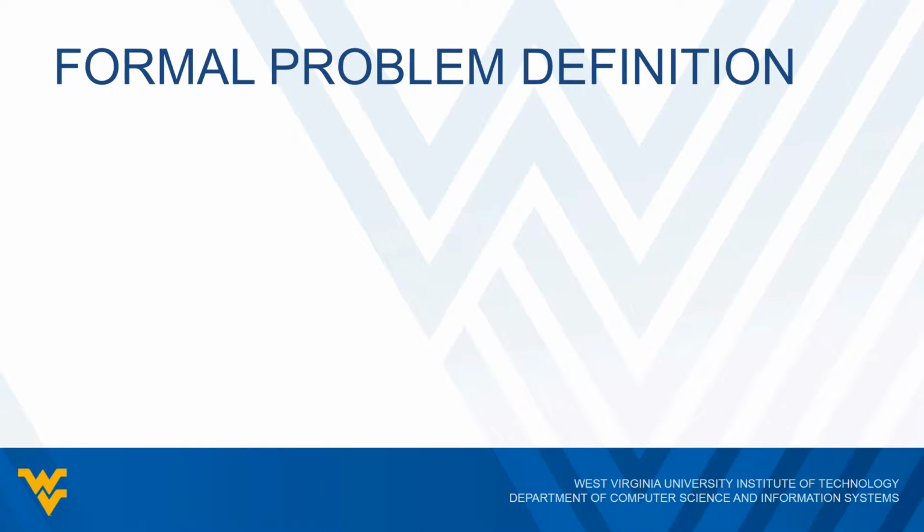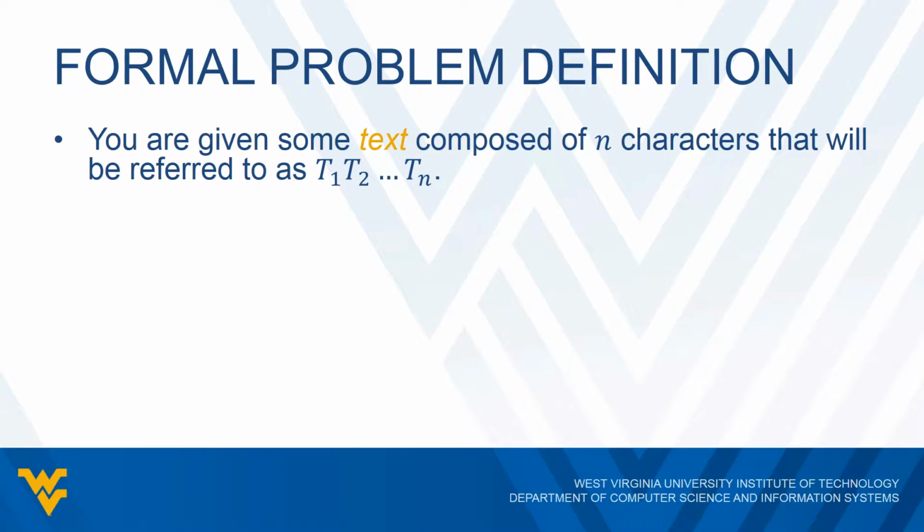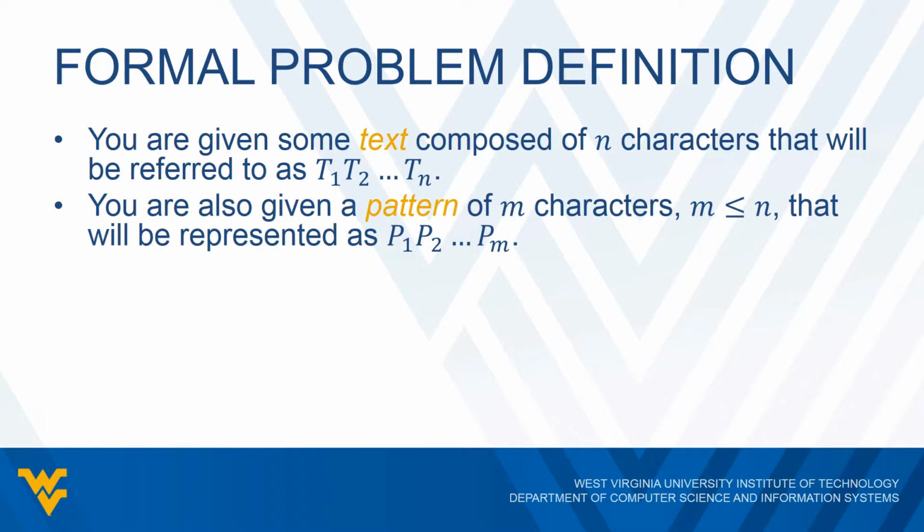Here's the formal definition of our pattern matching problem. We're given a text and it consists of n characters. We'll label these as T1, T2, all the way up to Tn. So some T would be a particular character. And then we're also given another set of characters, which we call our pattern. There are m characters in this pattern, and in this case, m has to be less than or equal to n. Otherwise, it doesn't make any sense. We're going to denote the pattern as P1, P2, all the way to Pm.